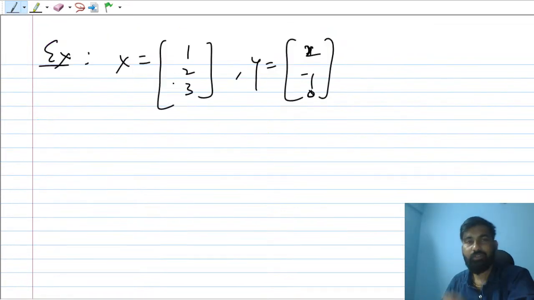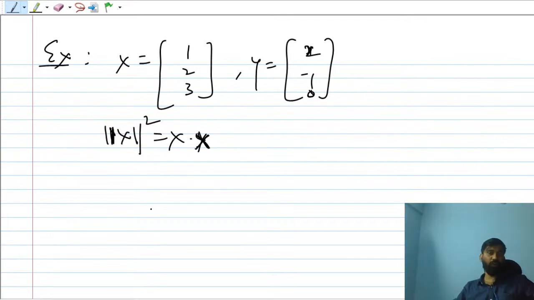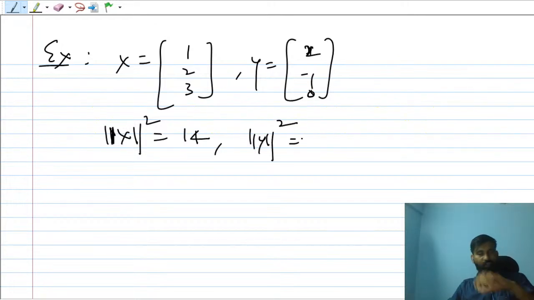So x is 1 2 3. Now what you can do is find the norms of these. What is the norm? x dot x, and take the square. That also makes sense. So if you find this, just take the squares: 1 square plus 2 square plus 3 square will give 14. And for y, the squared length will give you 5.